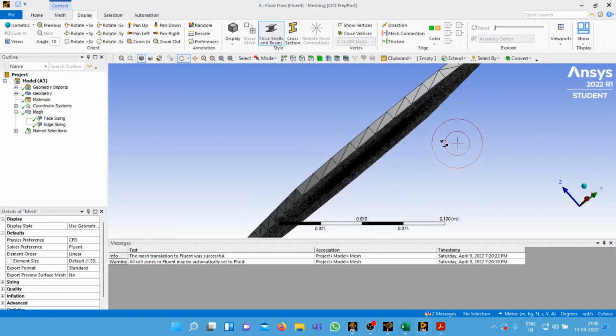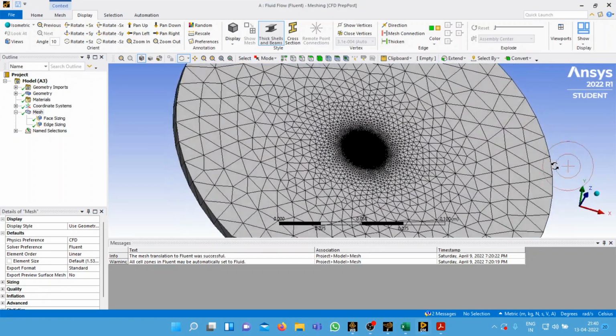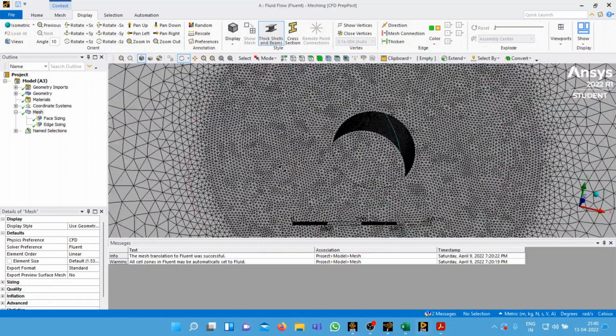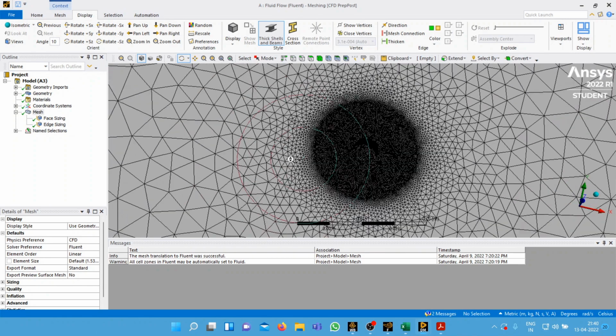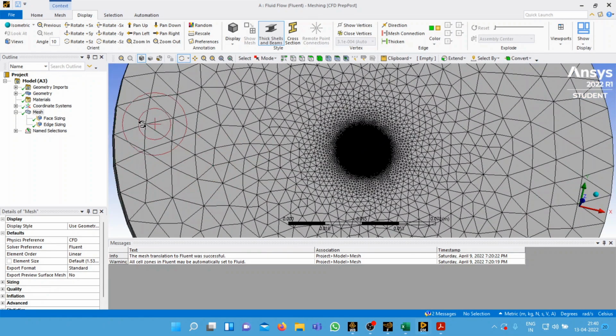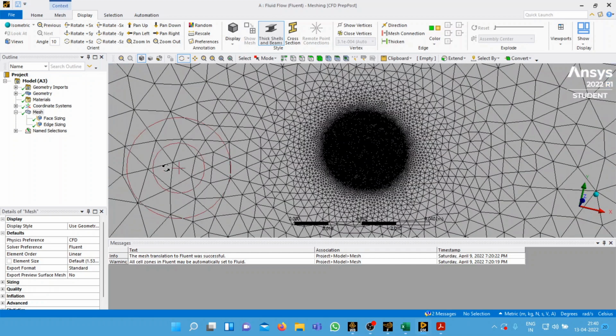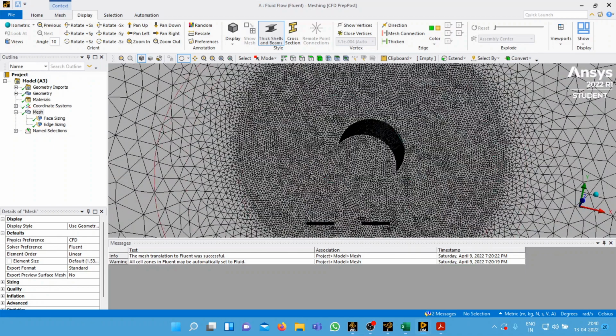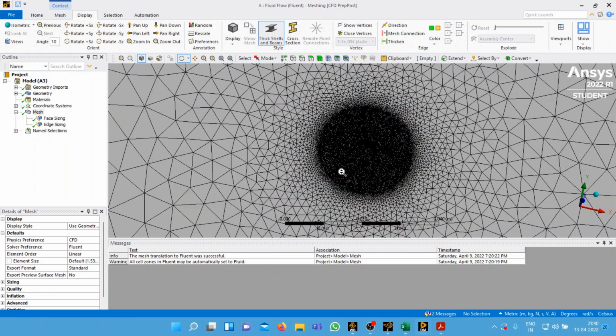You can see the mesh here. Here you can see the mesh is very, very small, 0.2 mm, and here it gradually increases with a growth rate of 1.2. And here the region of concern is less. That's why here the mesh is coarser, and here is our region of analysis. That's why here the element size is taken as very small.